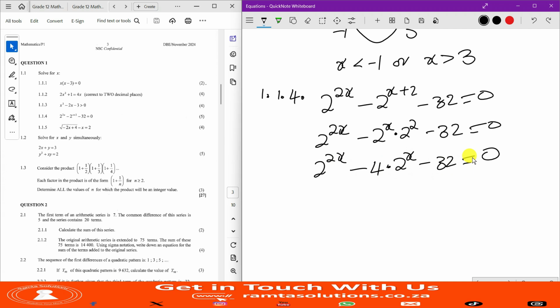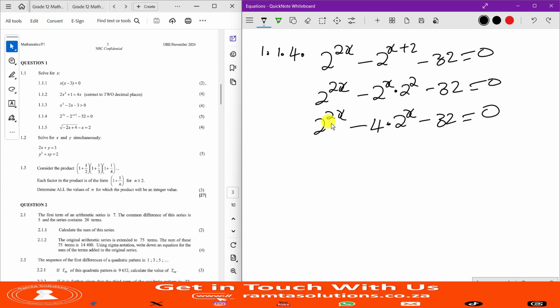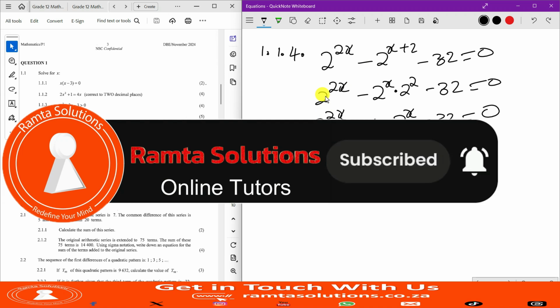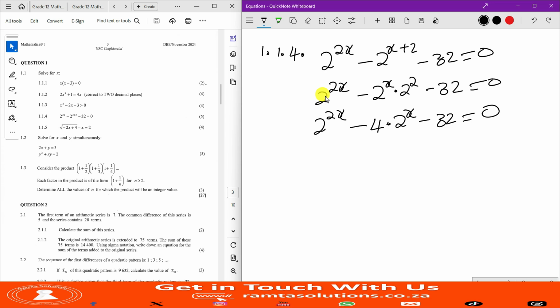With this one, if you like, you can use the substitution method, but I will not use substitution. If you were to think of substitution, consider 2 to the x to be k. Then you will have k squared minus 4k minus 32. But if you don't have that time, even though it's 5 marks, you can simply say 2 to the x minus, leave a space, then another 2 to the x minus, leave a space, equals 0.